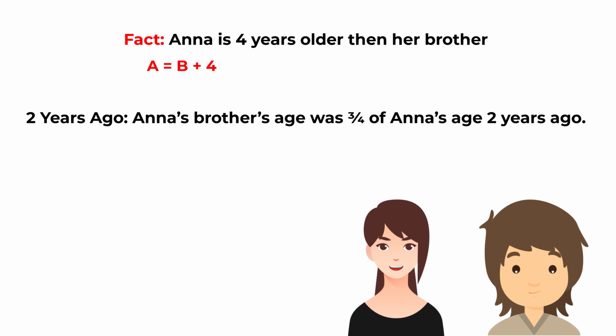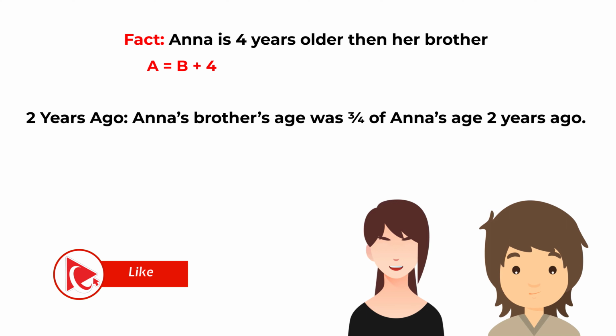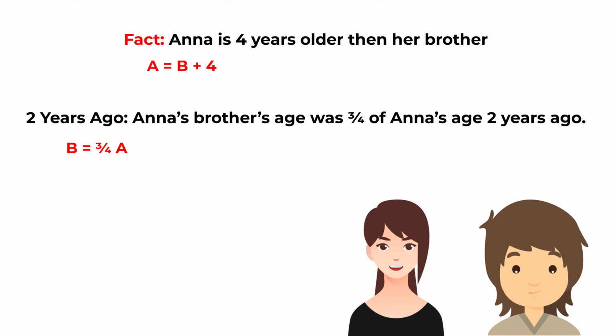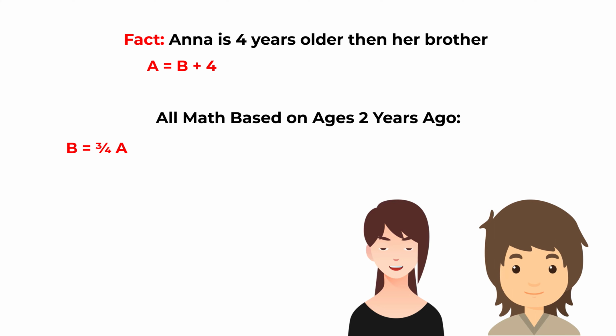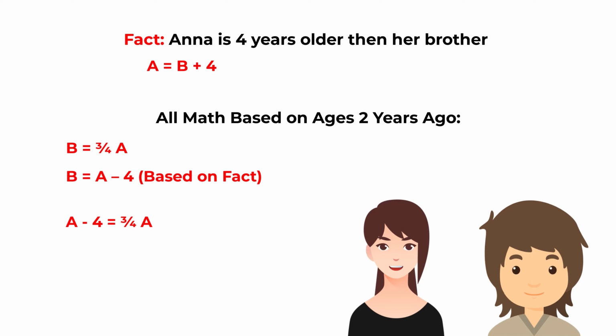So let's do calculations for 2 years ago. Brother's age equals 3/4 of Anna's age. Now let's use factual information about the brother's age. Brother's age equals Anna's age minus 4. And now we can create an equation based on Anna's age at the moment of time 2 years ago. Anna's age minus 4, based on the fact, equals 3/4 of Anna's age, which means that Anna's age minus 3/4 of Anna's age equals 4, 1/4 of Anna's age equals 4, and Anna's age equals 16.